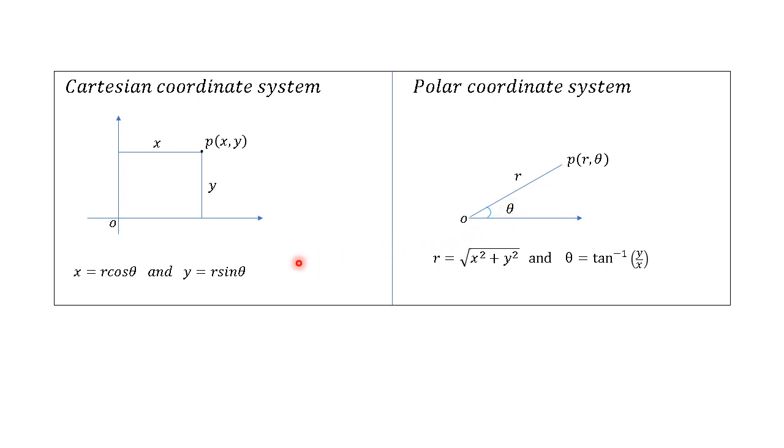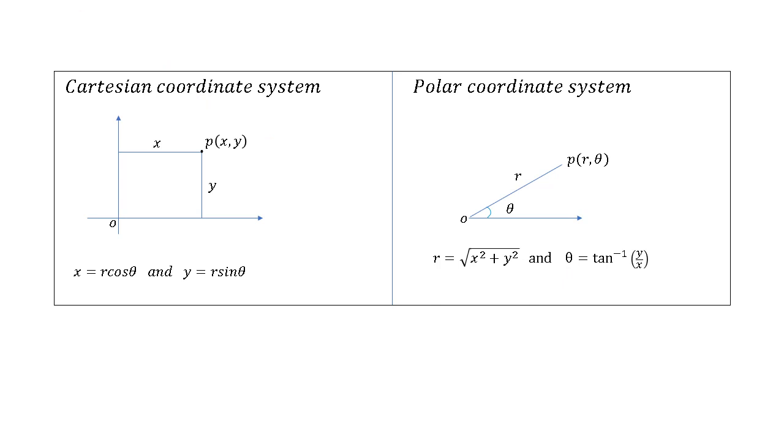The polar coordinates r and theta can be converted to the Cartesian coordinates x and y by using the trigonometric functions sine and cosine, that is x is equal to r cos theta and y is equal to r sin theta. The Cartesian coordinates x and y can be converted to the polar coordinates r and theta by the relation r is equal to square root of x square plus y square and theta is equal to tan inverse of y by x.